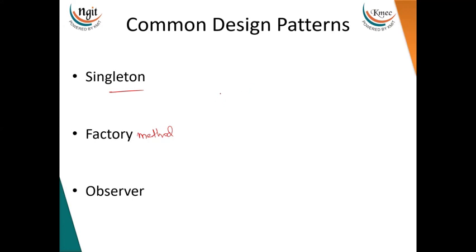So I told you about the singleton pattern. In the singleton pattern, a class has only one instance and provides a global point of access. For example, a logging class, where only one instance should exist to manage logging throughout the system. That is an example.